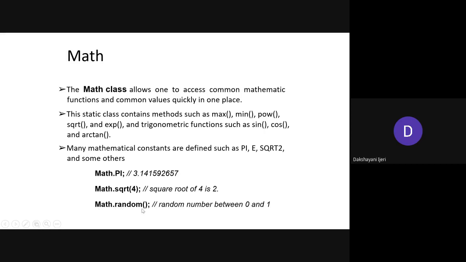And Math.random is the method which is going to generate a random number between 0 and 1. Okay, so these are the few examples that have been given, and it is not restricted to these; these are not the only methods available with the Math object. So you have n number of methods.